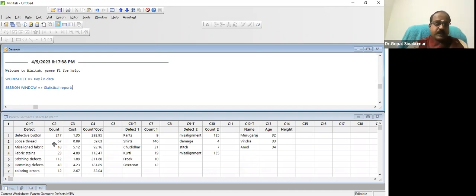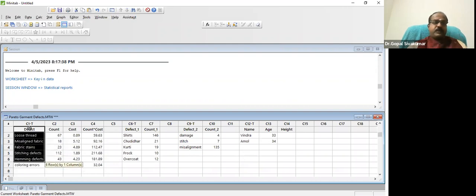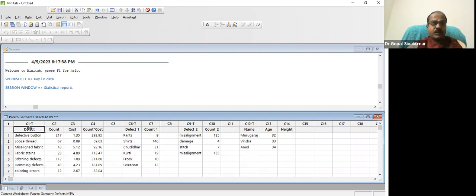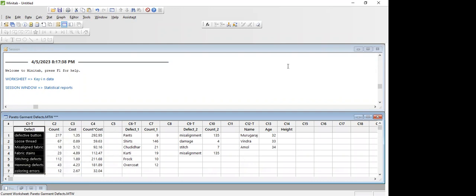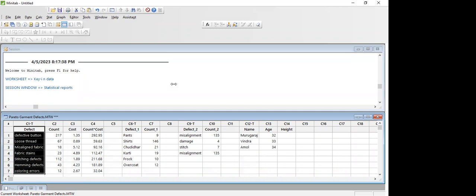Now, I want one of you to read out the column number 1. Can you please read out column number 1, one of you? I have highlighted. Defective button. Okay. Loose thread. Okay. Misaligned fabric. Okay. Fabric stains. Okay. Stitching defects. Okay.